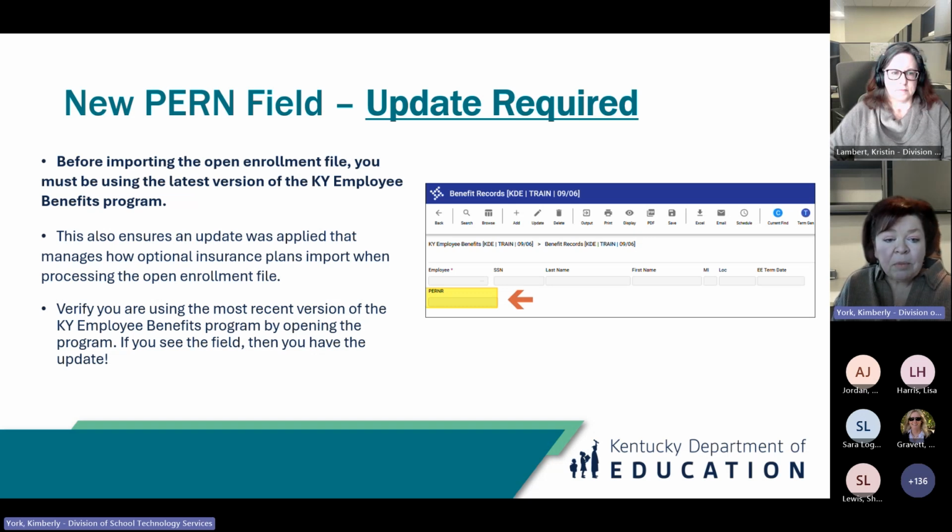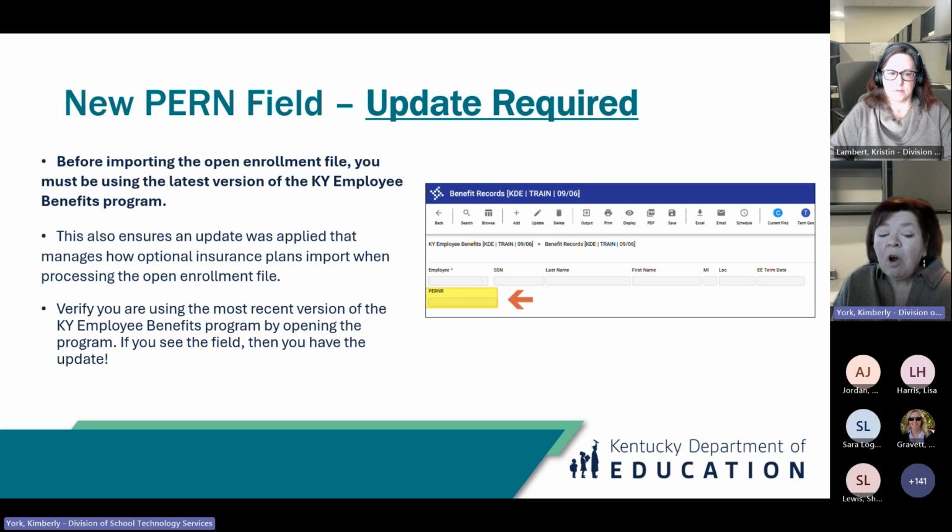You'll verify you're using the most recent version of the Kentucky Employee Benefits Program by opening the program and looking at your benefit records. If you see the new PERNER field, highlighted in yellow in the screenshot, then you're set to go. It's below the employee number on the benefit record. If it's there, you're ready to import your open enrollment file. If you don't see the PERNER field, you need to make sure that you've got that update.